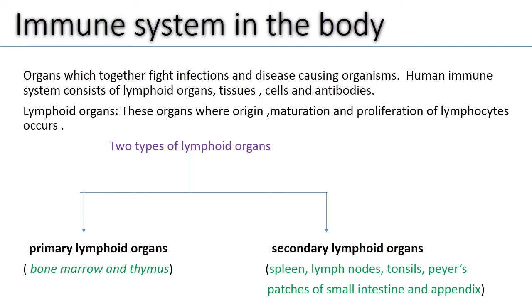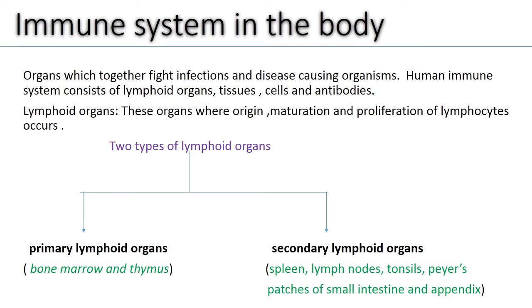Under the primary lymphoid organs, we have bone marrow and thymus. These two organs perform a function: they help in the formation and maturation of lymphocytes. These are the places where the lymphocytic cells are born and mature. Because these two functions are performed in the bone marrow and thymus, they are considered primary lymphoid organs. Then one more type is secondary lymphoid organs.